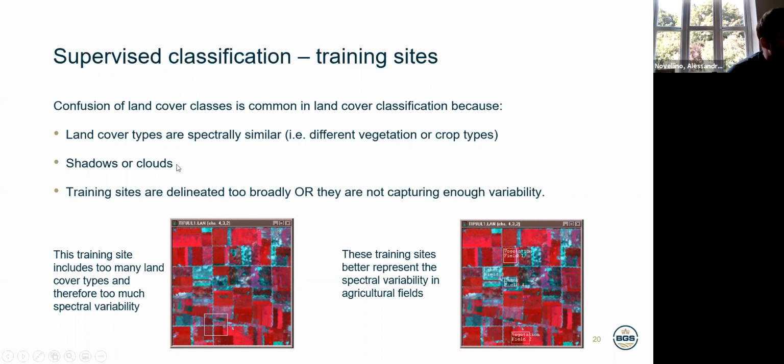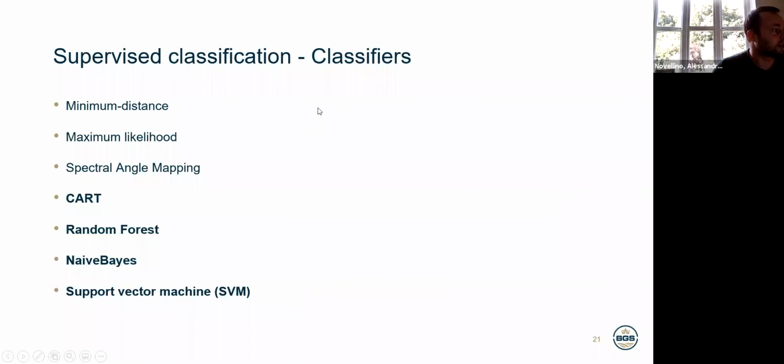Of course, we should be aware of shadow and clouds. Also, it's important that training sites capture enough variability. As I told you in the example of the water, it's better we divide black water from crystalline water as training sites. Okay, so these were the general rules for selecting training and validation sites.